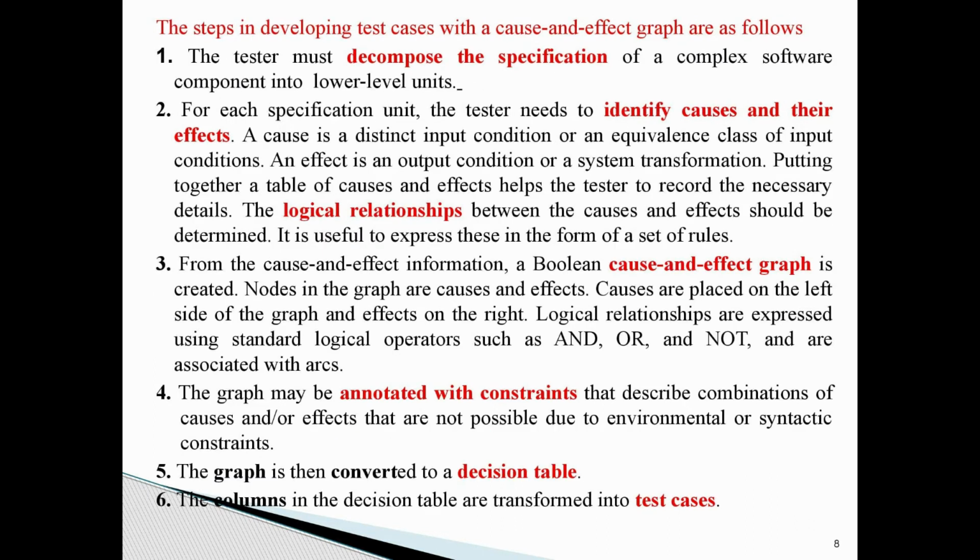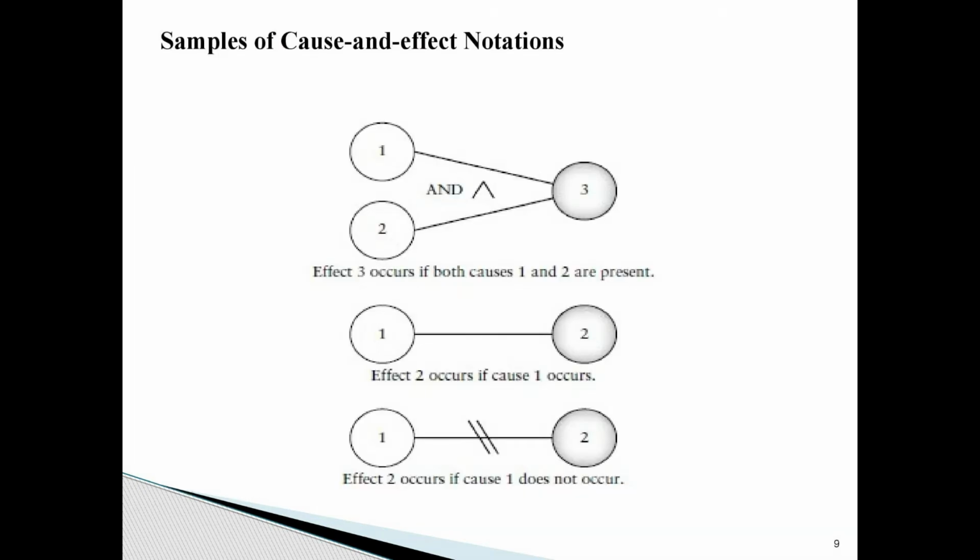Then the graph is converted to a decision table. The columns in the decision table are transformed into test cases. Here are samples of cause and effect notation. In the first case, 1 and 2 are causes and 3 is the effect. If both causes 1 and 2 are present, then the effect will be true. It is a logical AND operation, denoted by the cap symbol. In the second diagram, effect 2 occurs if cause 1 occurs. So effect 2 will only occur whenever cause 1 occurs. In the third diagram, effect 2 occurs if cause 1 does not occur. The NOT is denoted by a dashed line.